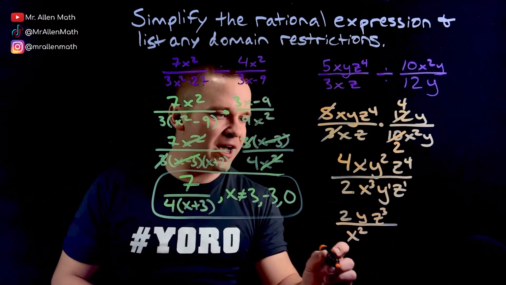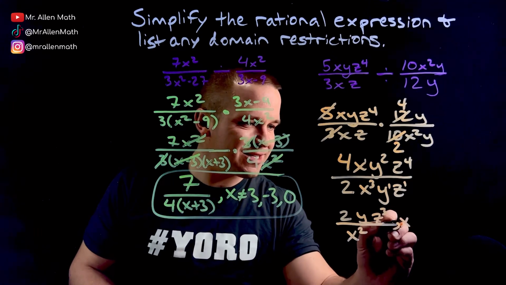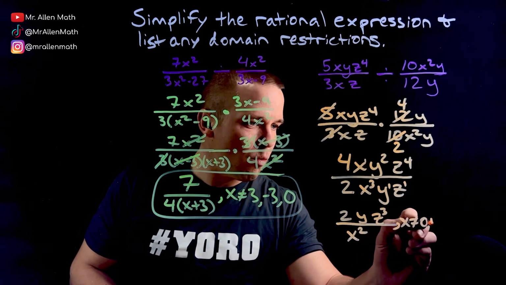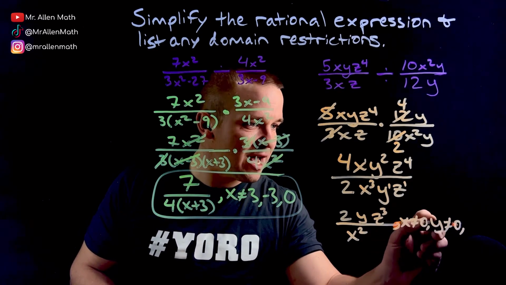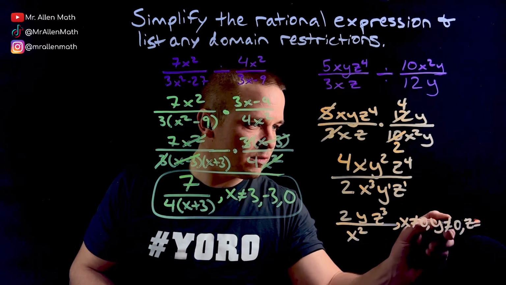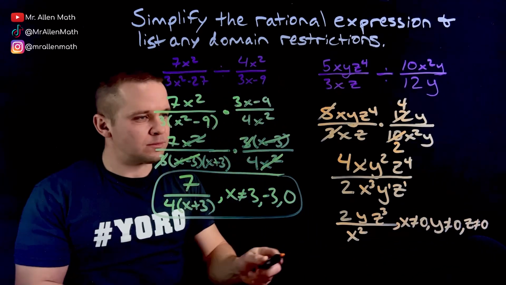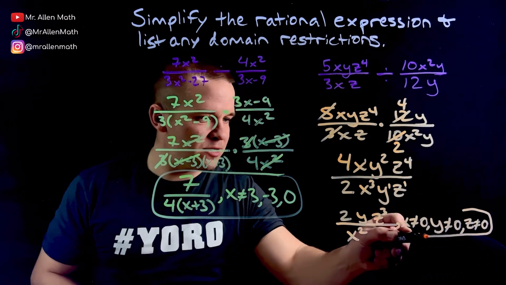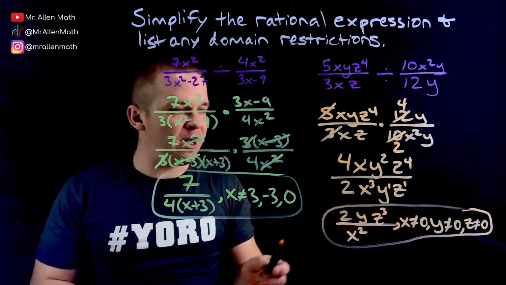Beautiful. Fantastic. And we said where x cannot equal 0, y does not equal 0, and z does not equal 0. Whoop! Fantastic. Let's circle that bad boy. Let's circle it up. Final answer.